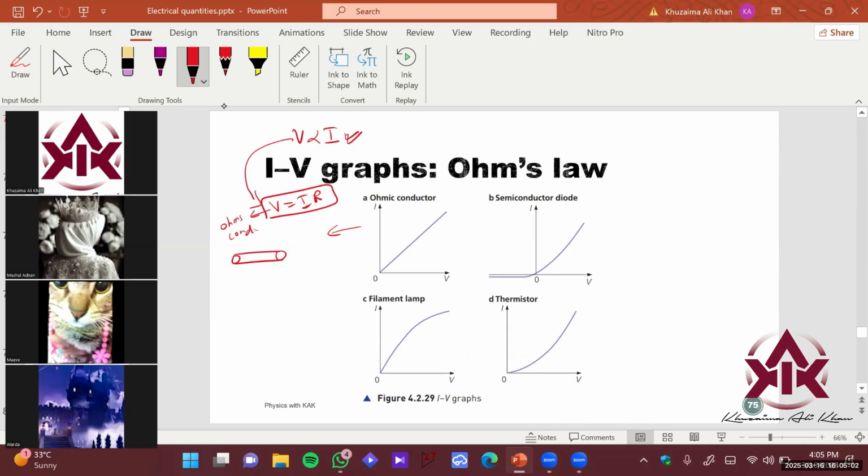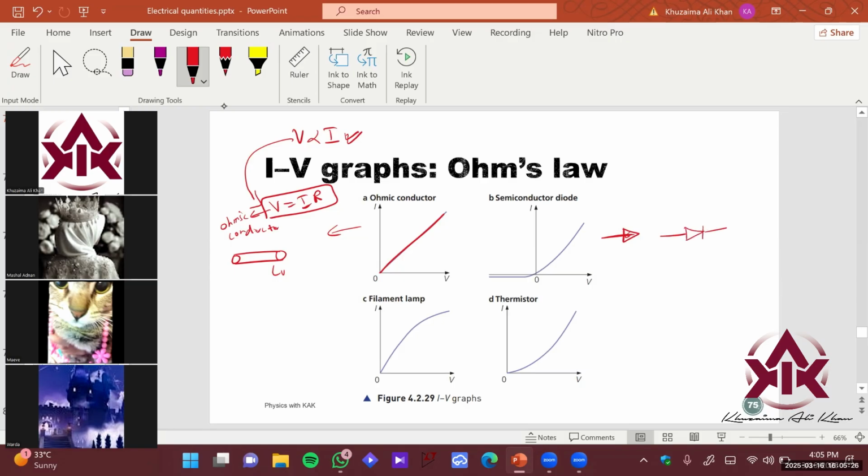Ohmic conductor. You can see that it's a direct relation. It goes as a straight line passing through the origin. So all the wires, all the conductors which basically can allow electricity to pass through, are called ohmic conductors over here. Then we have a diode here. We have this diode symbol. This is a diode here.